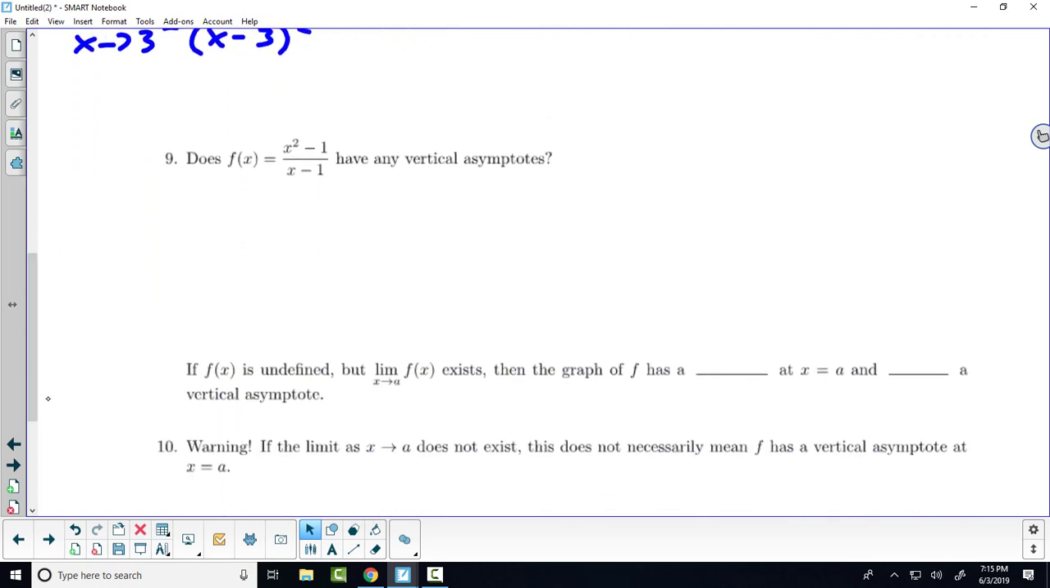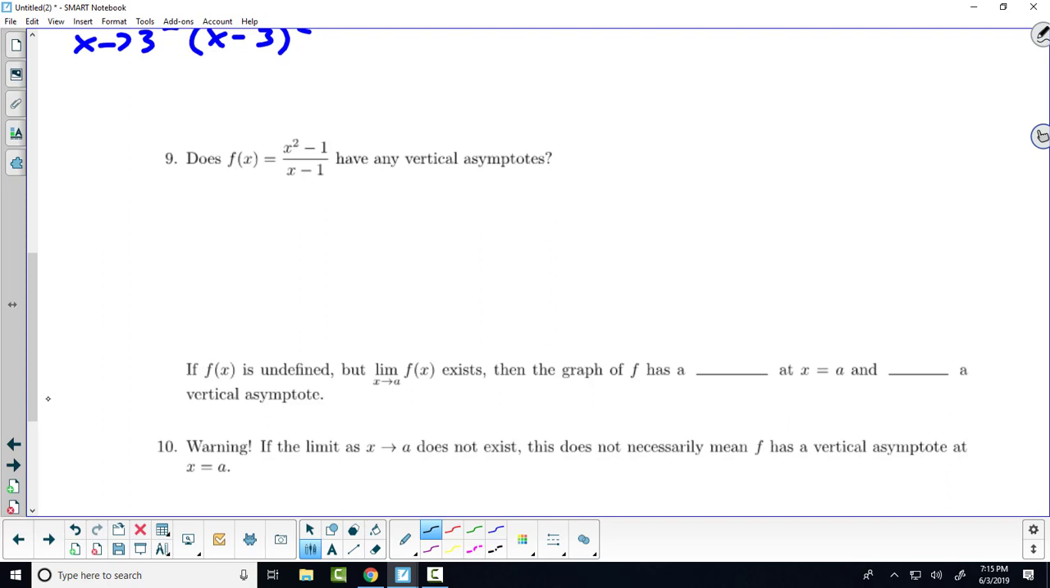Okay, I'm getting the hang of this. Wherever the function's undefined, I've got a vertical asymptote. Is that always true? No, it can't be. Right? That's correct.